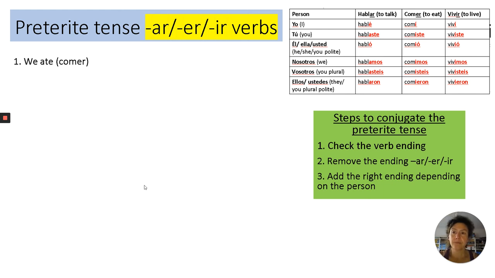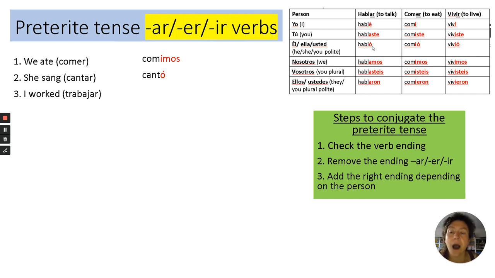Pause it. Hopefully you checked that it was an ER verb. And that's why we remove the ending, and because it's an ER verb, we're going to add imos because it's we. Okay, so comimos. Dos. She sang, cantar. Pause. Cantó. It's an AR verb, so I go to my AR verb column. I remove the ending, and I need to add ó because it's she.